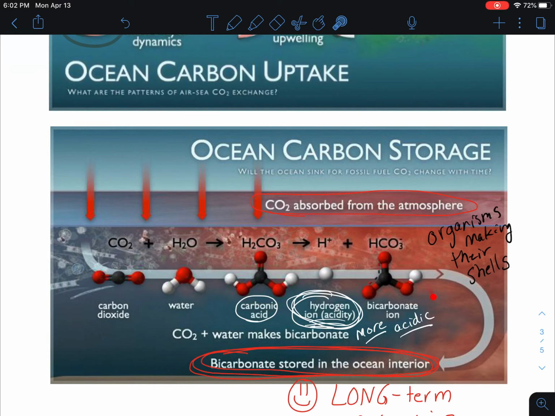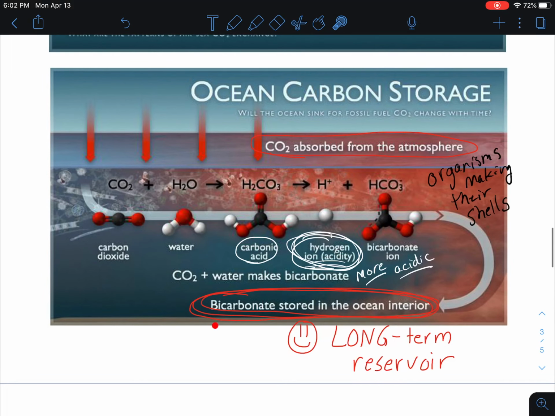But this is where biological organisms make their shells. So that's good. Bicarbonate is stored in the long-term ocean interior as we have these organisms that make their shells, and they die and they become part of the geosphere. Yay, happy long-term storage of carbon.